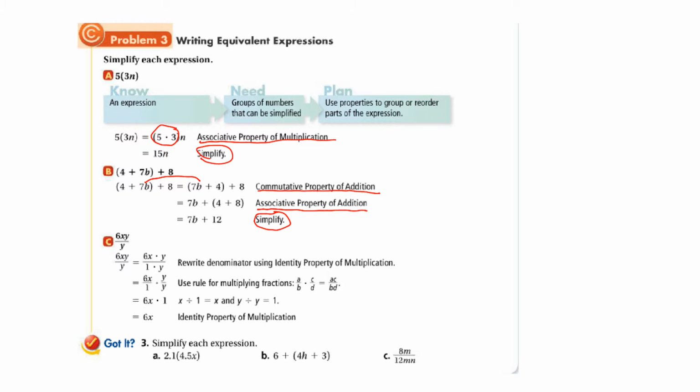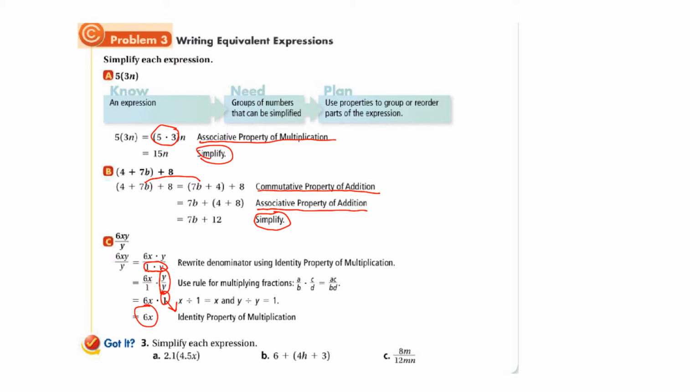Example C, 6xy divided by y. I can rewrite the denominator using the identity property of multiplication, that 1 times y, which then lets me have this y divided by y here, and that equals 1. Anything divided by itself equals 1, and 6x times 1, which is our identity property of multiplication, gives us our 6x.